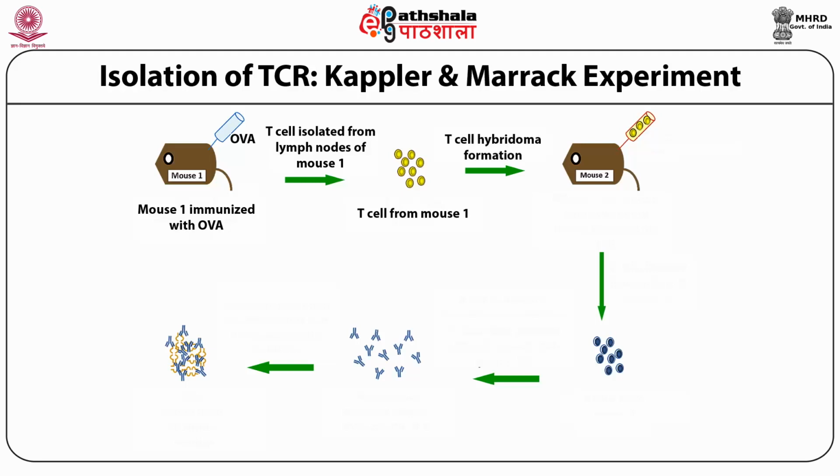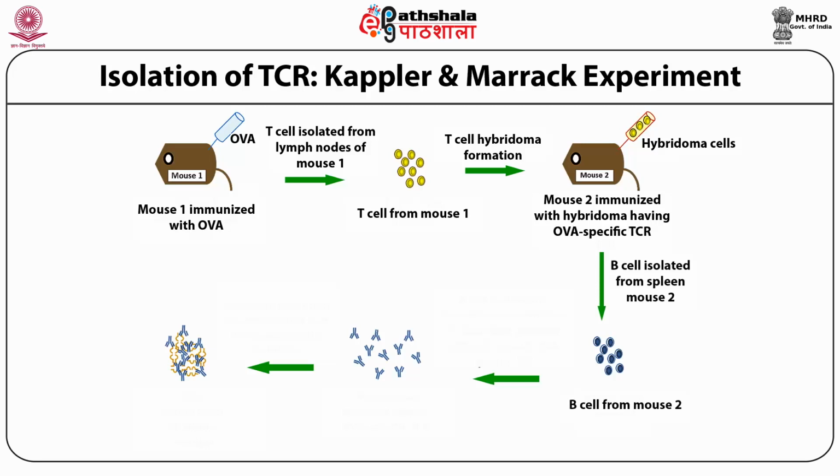Then, the clonal population, which was specific for OVA, was injected into another mouse, say mouse 2. After a few days, B cells were isolated from the spleen of mouse 2. Hybridomas were formed from these B cells. Out of these B cell hybridomas, the ones that produced monoclonal antibody against the OVA-specific TCR were identified.